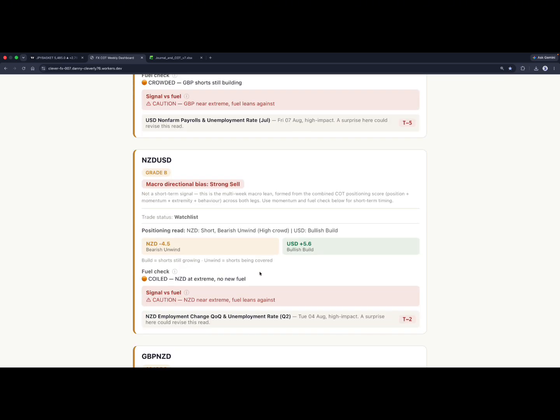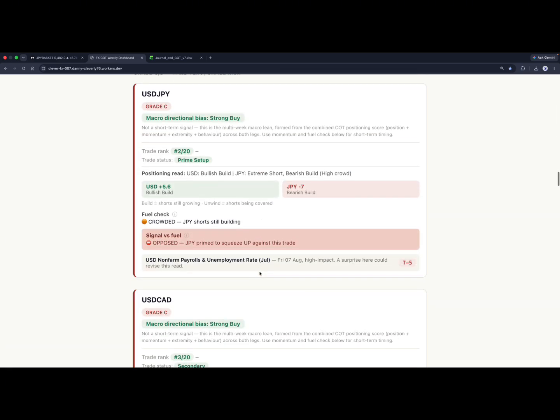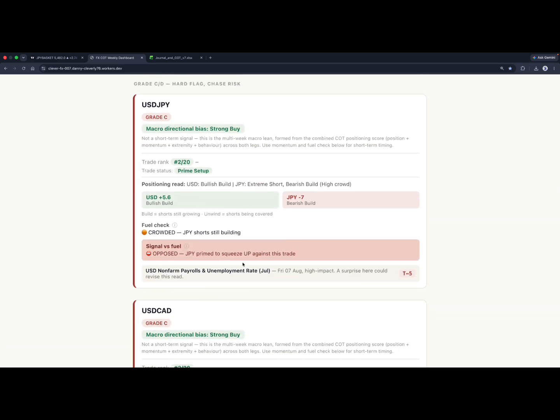All right, so that's it. So grade Bs, we've got lots of different grade Bs. I'll just move down, and then we get to the grade Cs. So this is the one where we get more flags that are against this particular trade. This one here is a strong buy, for example. Now I'm going to go into US dollar Japan in just a moment, and I'm going to show you how useful this information here is.